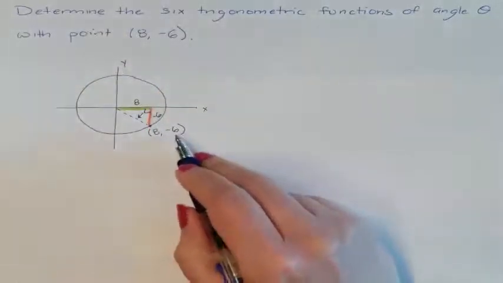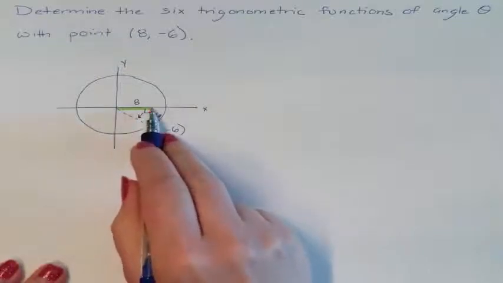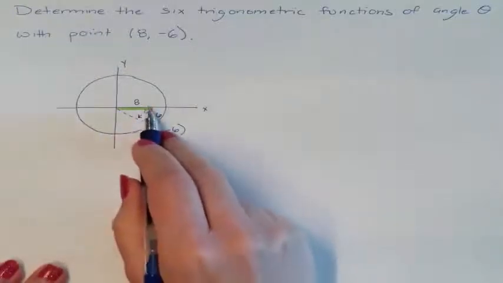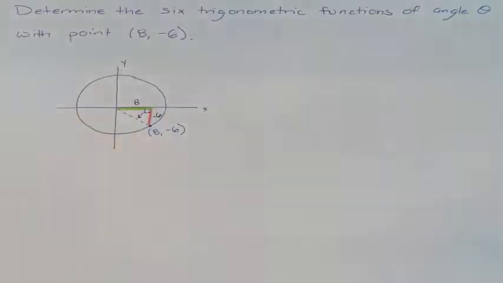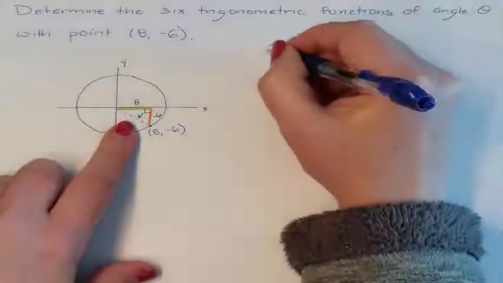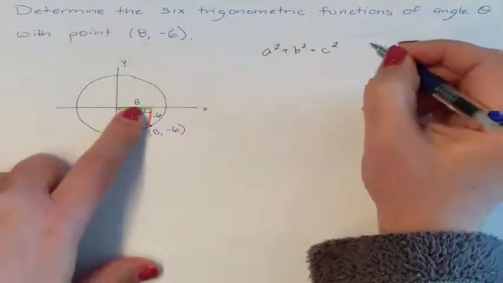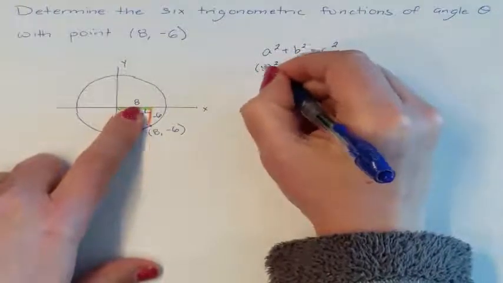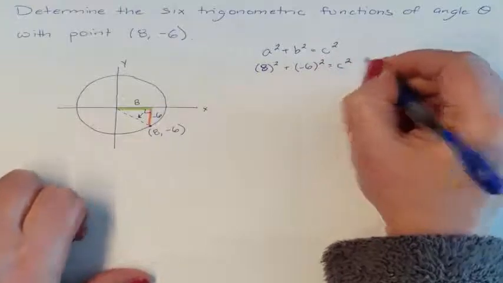The coordinate point, the way you read it is the way you draw it. You had to do the 8 first, there's my 8, and then from there you had to do -6, down 6. So you have to follow the coordinate point to find the correct triangle on our circle. So now that I have 2 sides, we have to do the Pythagorean Theorem to find our third side, where 8 is a, b is your -6, and we're going to go ahead and find c.